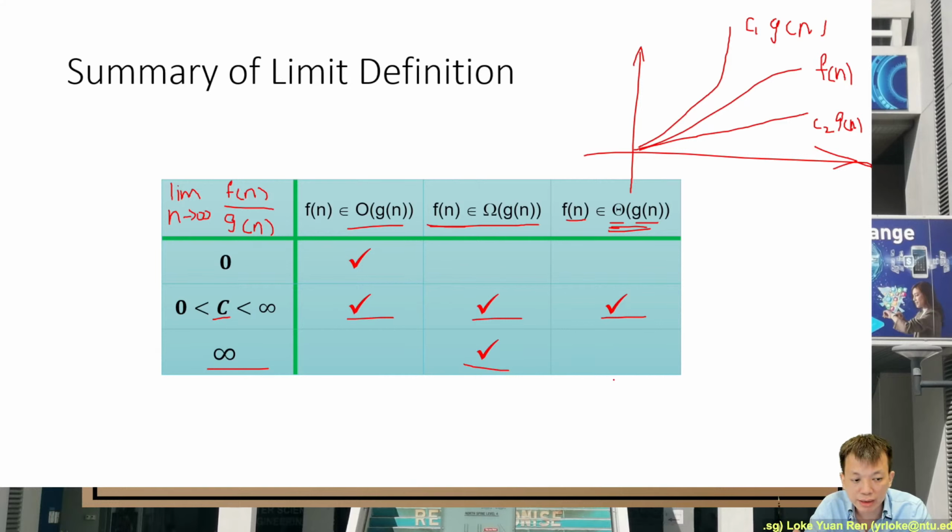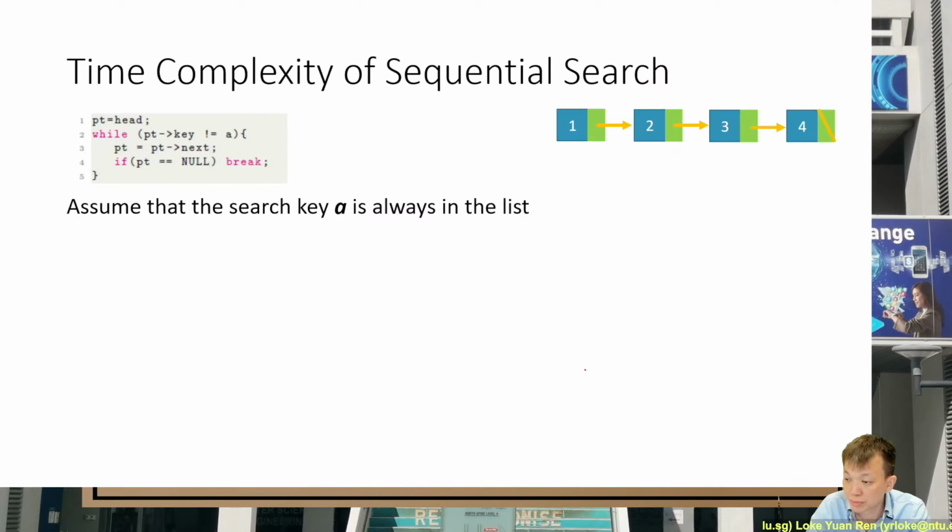So it depends on how much you know about the algorithm. Then you will choose the appropriate notation to represent your conclusion about the time complexity. That's why we use different notations to represent our time complexity.